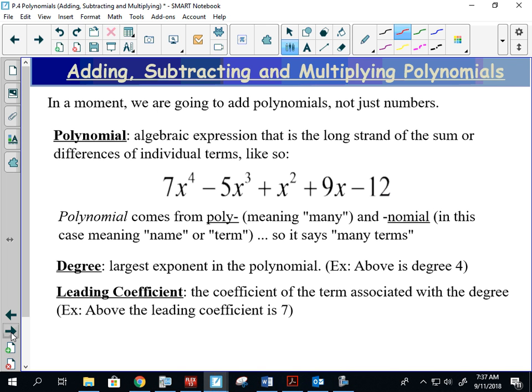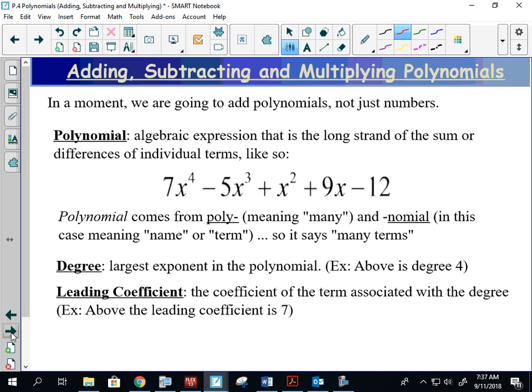A polynomial is an algebraic expression that is the long strand of the sum or differences of individual terms, like so. I'll give you an example right there. I'll give you a second to write that down. I'll read it off one more time. It's an algebraic expression that is the long strand of the sum or differences of individual terms, like so. 7x to the fourth minus 5x cubed plus 1x squared plus 9x minus 12.